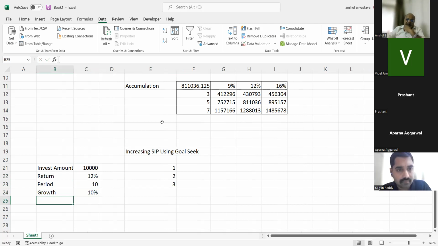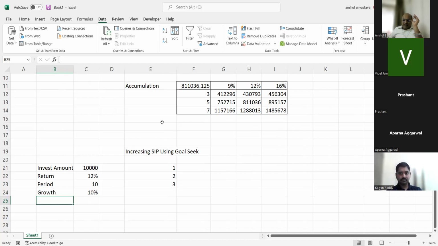So what I am assuming here is that you are investing 10,000 rupees today. For a year, 10,000 will be there. Then after that, it will increase by 10%. It will continue for a year at 10%, and this will continue till 10 years. I want to know what my accumulation will be after 10 years.